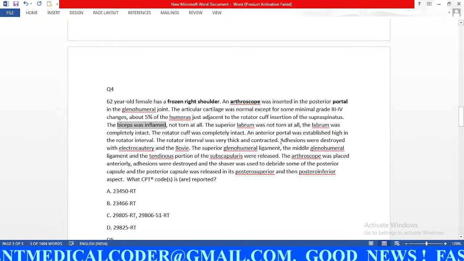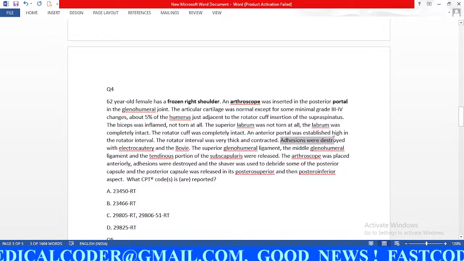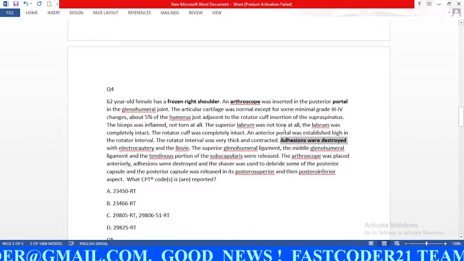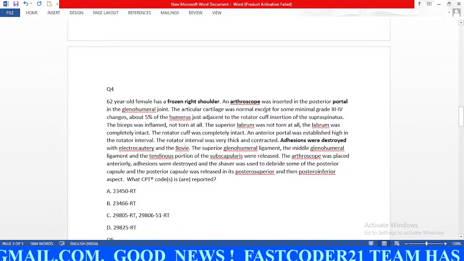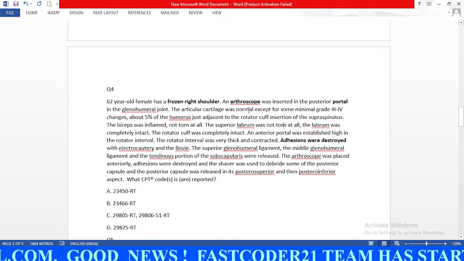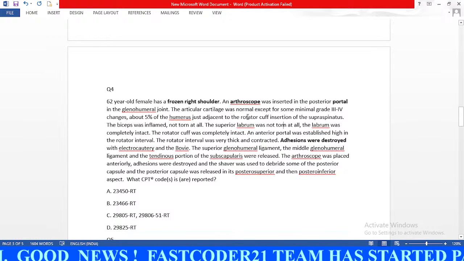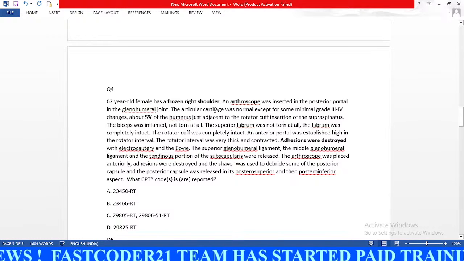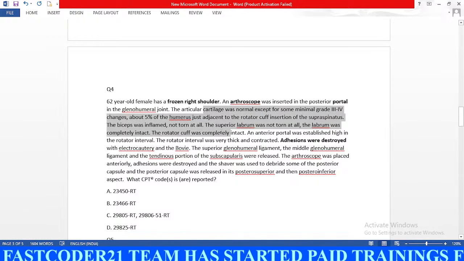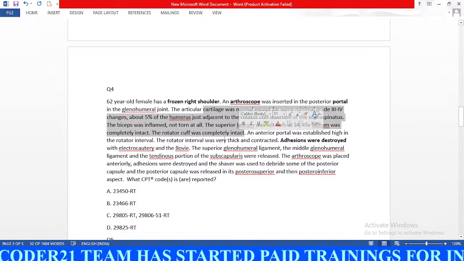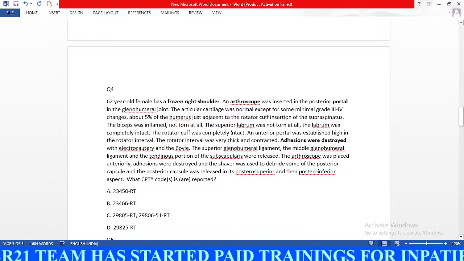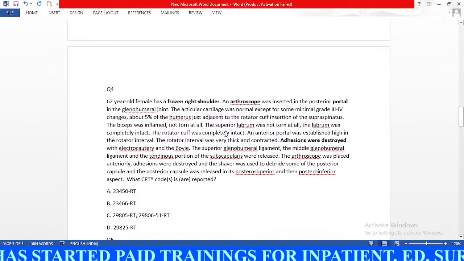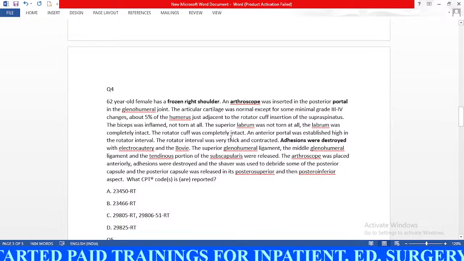Adhesions were destroyed with electrocautery and the bovie. So adhesions were destroyed. This is also very important here. Basically, whenever the physician examines the joint, he will mention all the observations in the operative report. All these lines are his observations of what is going on inside the shoulder. Intact means there is no problem, there is no tear here. It is mandatory for them to mention their observations in the operative report.